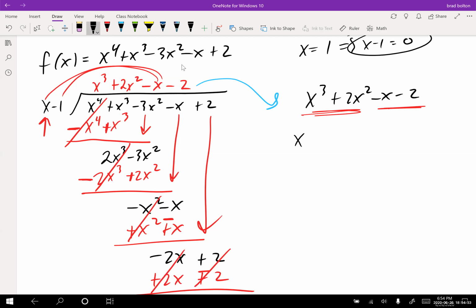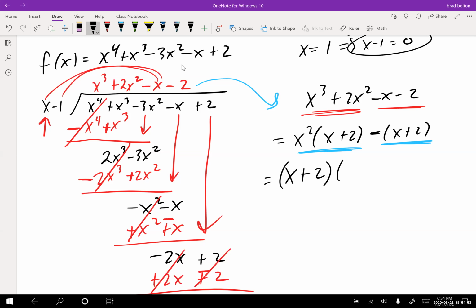This will become x squared times x plus 2. I'm going to factor the negative out, and this will become x plus 2. Now I notice, what do this and this, each piece, have in common? Each piece has an x plus 2 in common, so I'm going to factor that out now. Then this will become x plus 2 times x squared minus 1, right? Because if you divide this by x plus 2 and this by x plus 2, they're going to cancel. This will become 1, and then this will just become x squared.